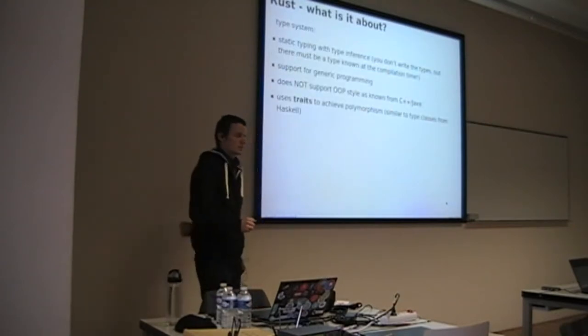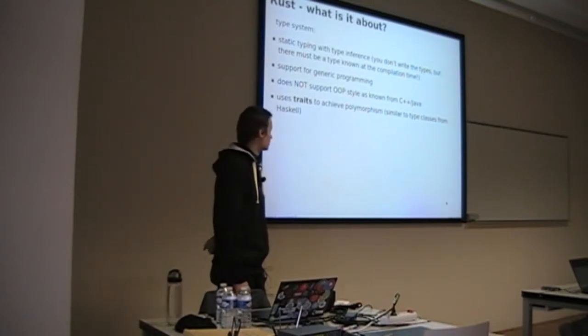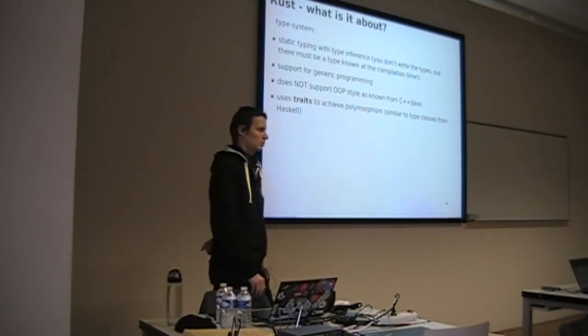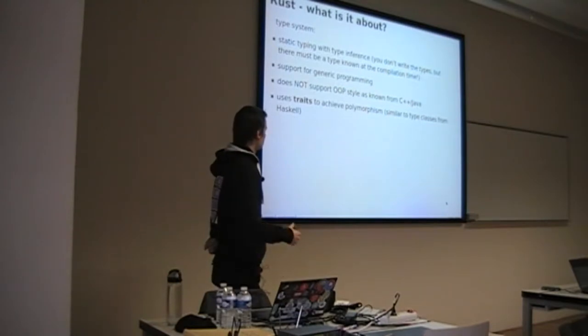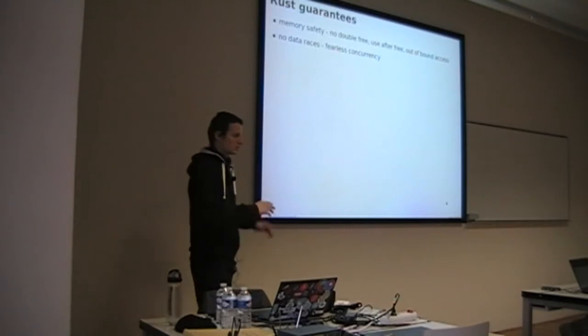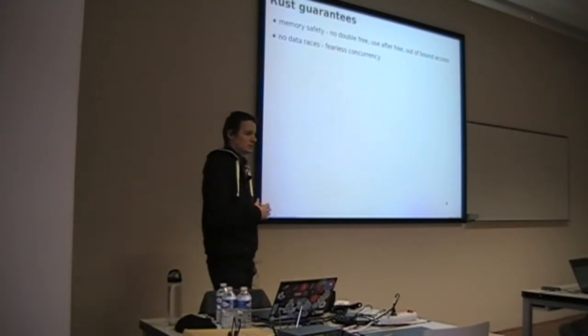Okay, the type system is a little bit different than in mainstream languages. It has static typing with type inference. That means you don't have to write the types, but the types are known at compilation time. So even though you don't write them, there must be a known type. And you can get errors from the compiler that you need to specify which type it should use if it's not clear from the context. And of course, there is support for generic programming. But it does not support object-oriented programming as we know it from Java, for example. If you want polymorphism, you need to use traits, which is something similar to type classes from Haskell, if you know.